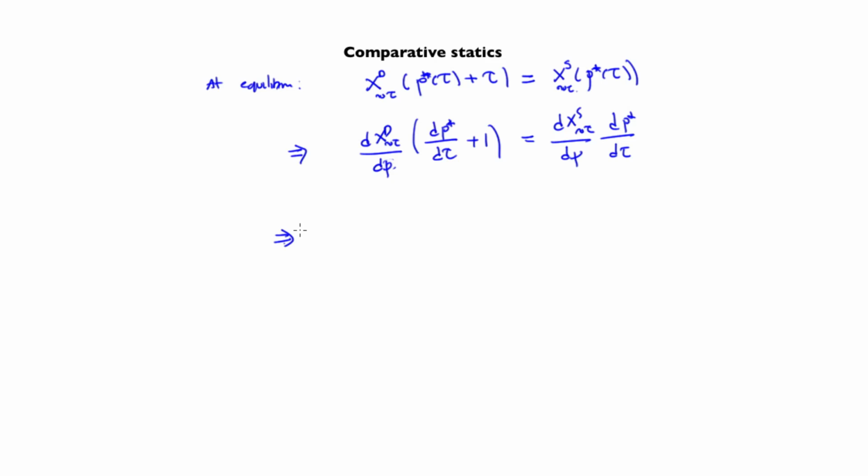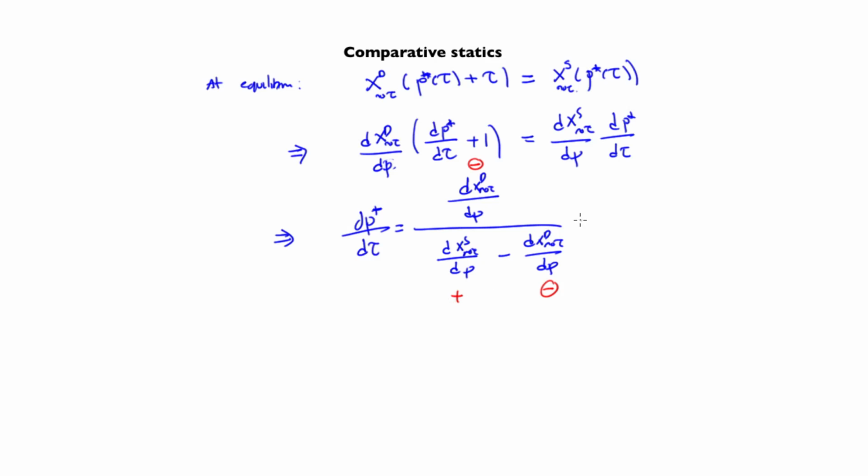Now, this gives us a formula for the marginal effect on the equilibrium price of a change in the tax, which is equal to the derivative of the demand with respect to the price, divided by the derivative of the supply with respect to the price minus the derivative of the demand with respect to the price. Notice that the numerator is negative because demand decreases with prices. The denominator is positive, and therefore together this is negative. Now we know the sign.